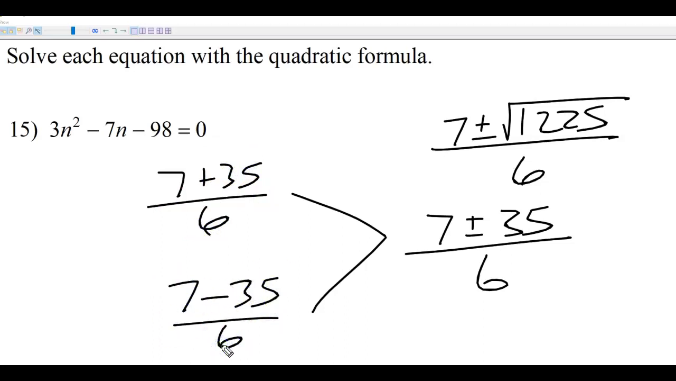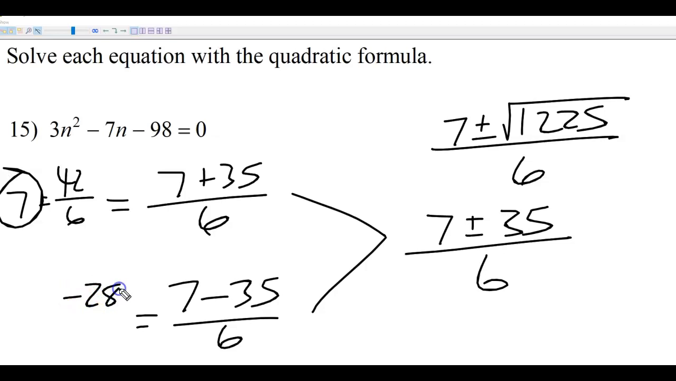And then you're just going to simplify those two fractions separately. So on the top, 7 plus 35 is 42, I believe. And if you divide that by 6, you end up with 7. So there's one of my answers. The bottom one here, if I do 7 take away 35, I end up with negative 28, I believe. And then if we reduce that fraction, I'm going to end up with negative 14 over 3.